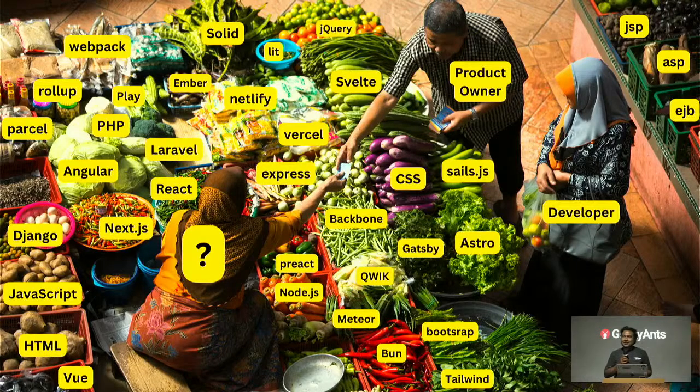Who do you think that is? Who is that person? The developer is there, already purchased. The product owner is paying for it.